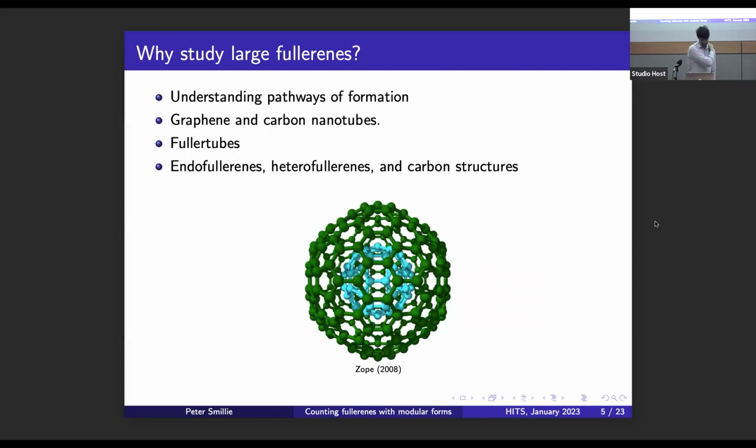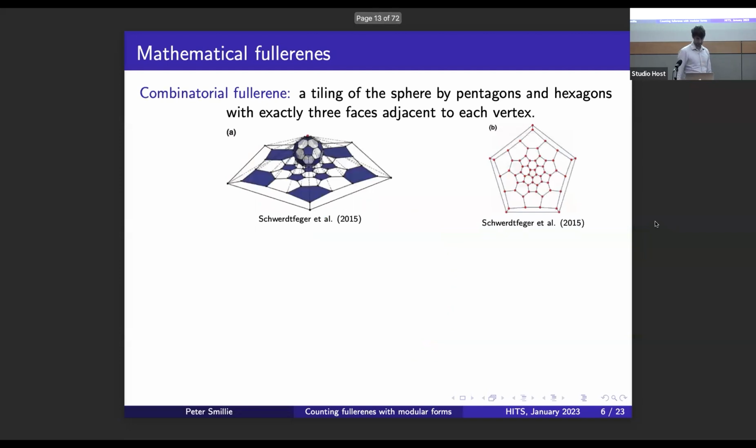Finally, endofullerenes is a word for a fullerene containing something else on the inside. In fact, you can have fullerenes containing other fullerenes on the inside, described as carbon onions. And in that setting you can obviously have larger fullerenes. Or, yeah, there could be other reasons. Heterofullerenes, larger carbon structures. Okay, so now that's my chemistry.